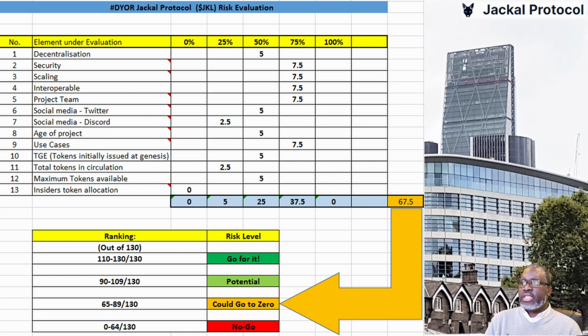As for me, currently JKL is the project on my watch list, and I think with the latest dump, I may just move into JKL protocol.